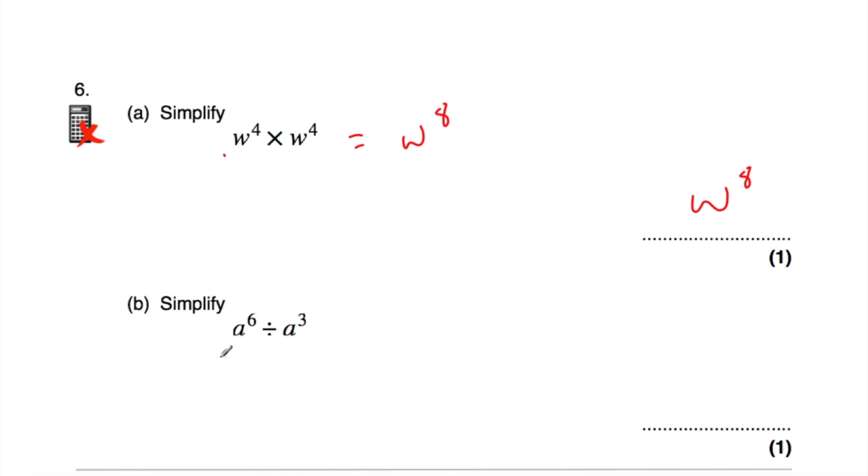So when we divide things with the same base, we take away the powers. So here, a to the power of 6 divided by a cubed would be a to the power of 3. So the answer is a cubed. And we can check that.